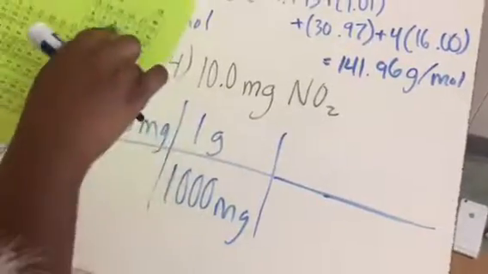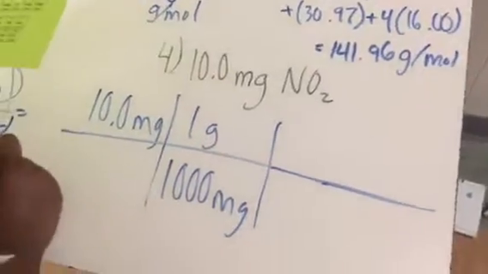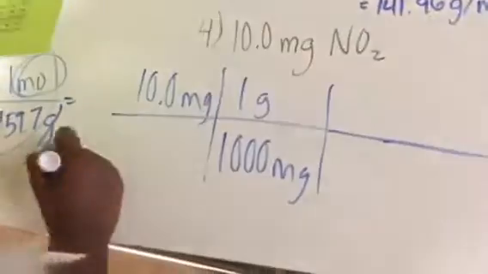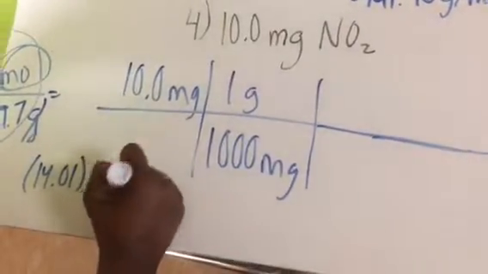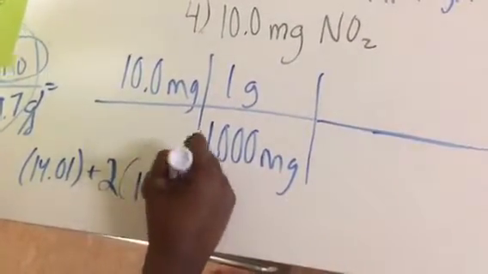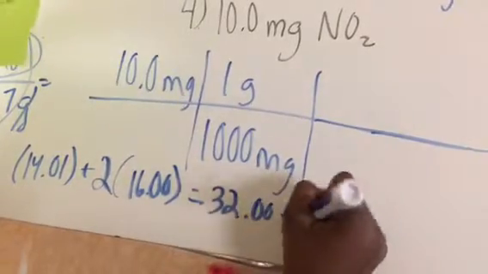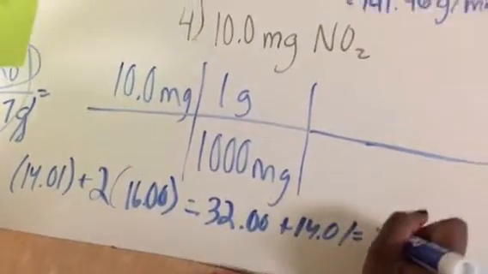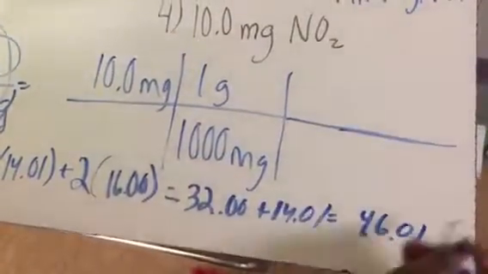NO2. So nitrogen has a molar mass of 14.01, and there's 1 nitrogen, 14.01. And since there's 2 oxygens, I'll do 2 times 16.00, and that'll get me 32.00 plus 14.01, which will get me 46.01. And that'll be in grams per mole.